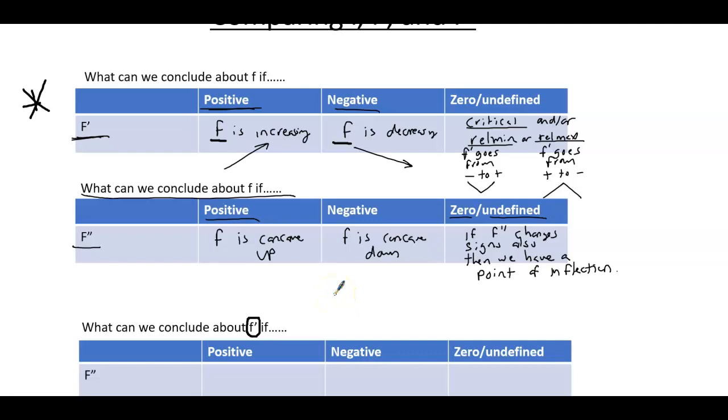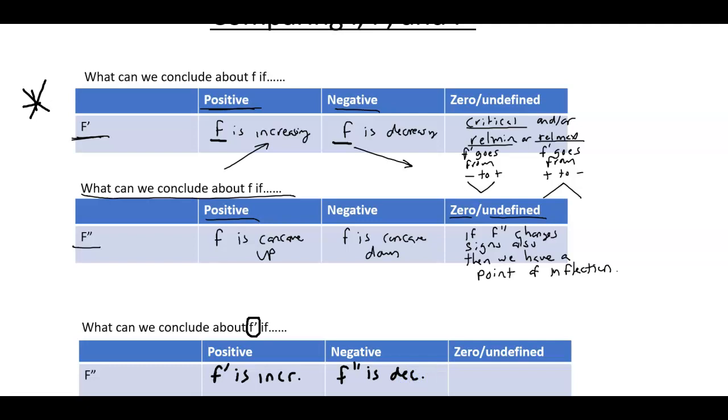So what can we conclude about f prime if f double prime is positive? Well, that would mean that f prime is increasing. And what can we conclude about f prime if f double prime is negative? Well, that would mean that f prime is decreasing.